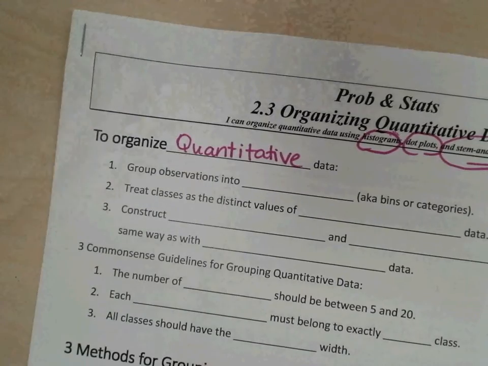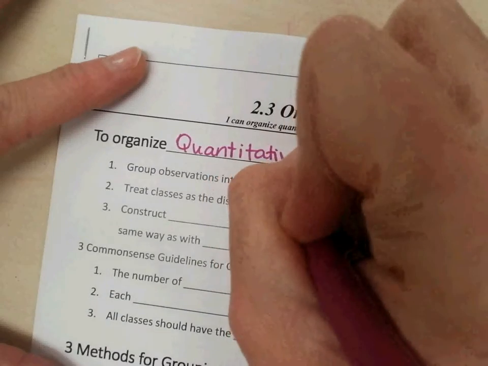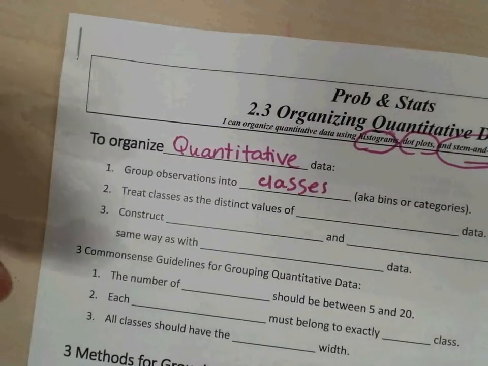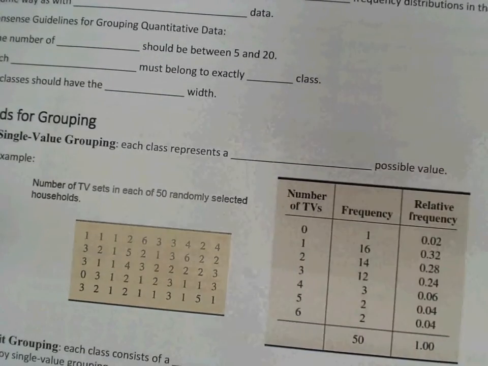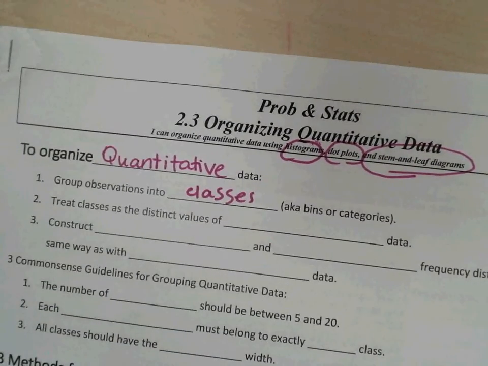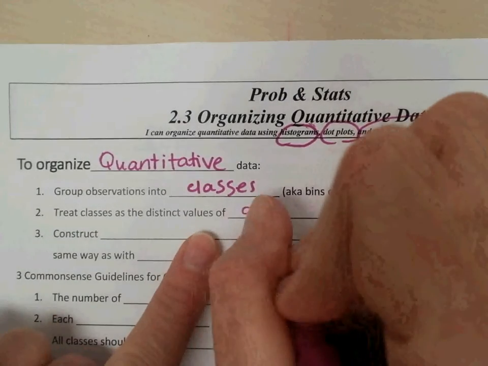Group observations into classes. So that's a new term. We're talking about each one of these rows in our frequency or relative frequency distribution. That is considered a class. So we treat the classes as the distinct values, just like we did when we did qualitative. So values of qualitative truly goes in this blank.